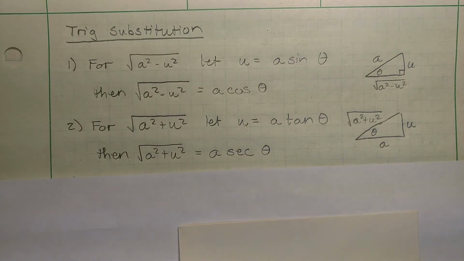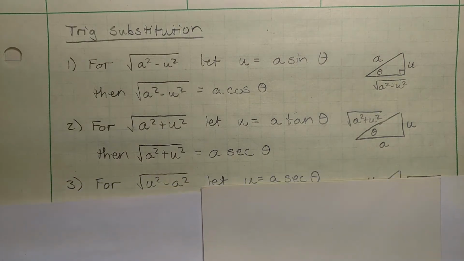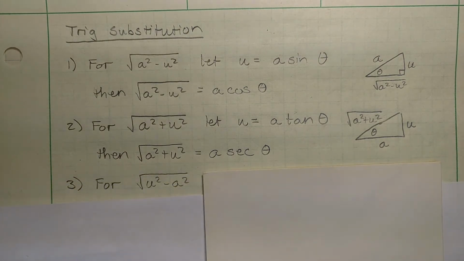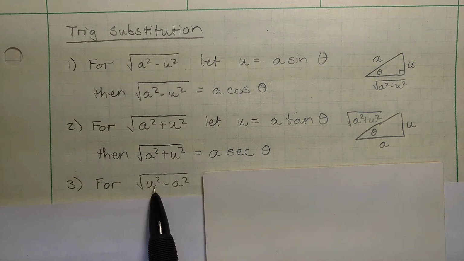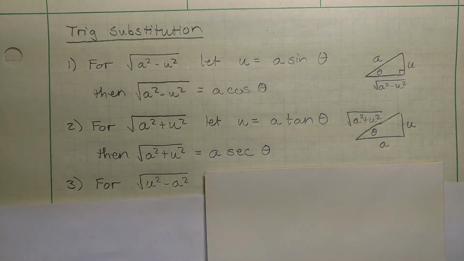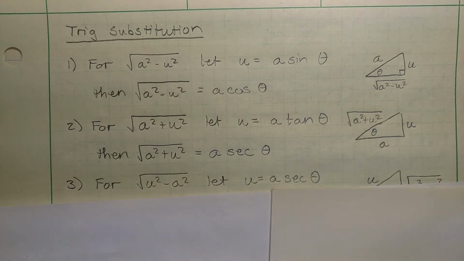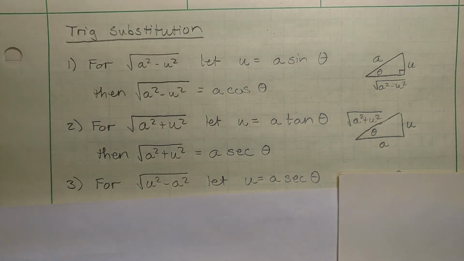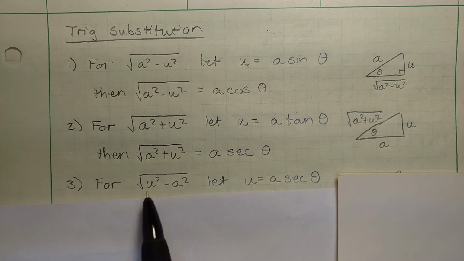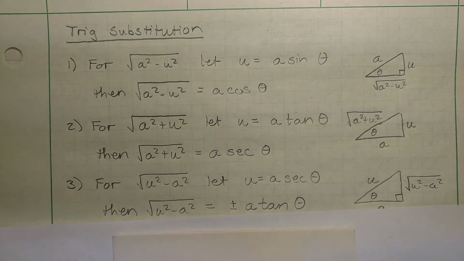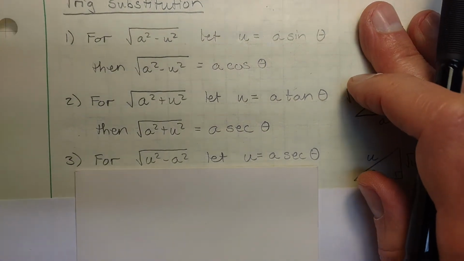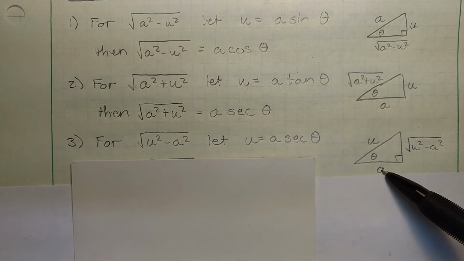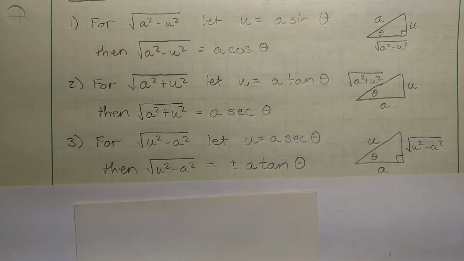Okay. So next we have u squared, so now we have our variable part or our function part minus our constant part. In this case, we're going to let u be a secant of theta, and u will be the hypotenuse there. And we will have the constant be the adjacent side, and then we get this being equal to positive or negative a tangent of theta.